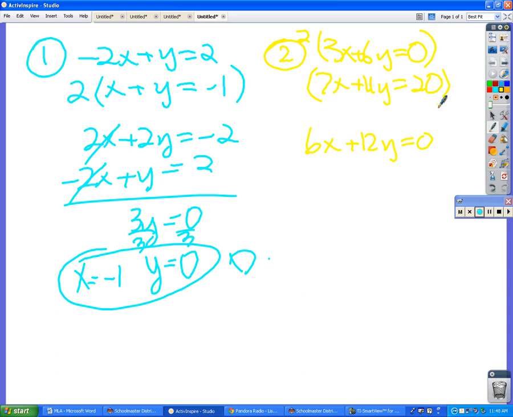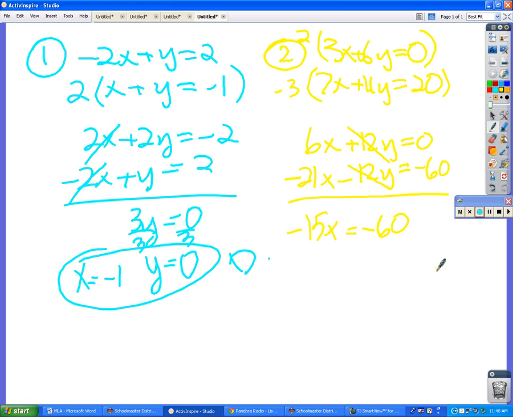What can I multiply the bottom equation by to turn the 4y into, wait for it, negative 12? By negative 3. Good. So negative 3 times 7x is negative 21x. Negative 3 times 4y is negative 12y. And negative 3 times 20 is negative 60. Okay? So now we're set up. 6x minus 21x is how many x's? Negative 15 x's. The y's cancel. 0 plus negative 60 is negative 60.